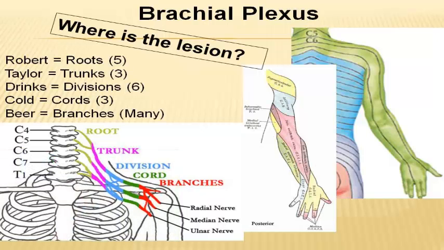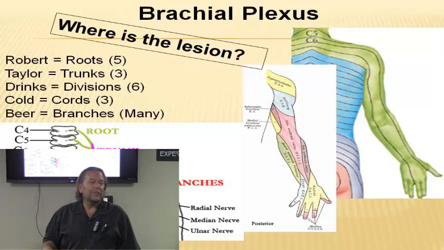So now here, again, we're going to learn another mnemonic. Out of the brachial plexus, right next to the spine, there's roots. And then they're called trunks. Then they're called divisions. Then they're called cords and branches. You know how we would remember it? Robert Taylor drinks cold beer. Okay, hey, it works. Robert, roots; Taylor, trunks; drinks, divisions; cold, cords; beer, branches. Robert Taylor drinks cold beer. And then it's 5, 3, 6, 3, many.